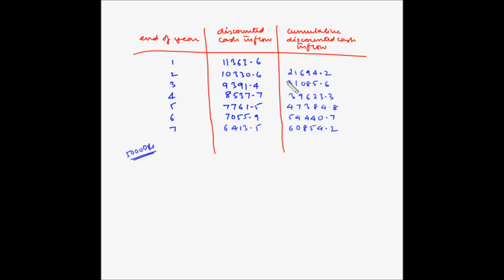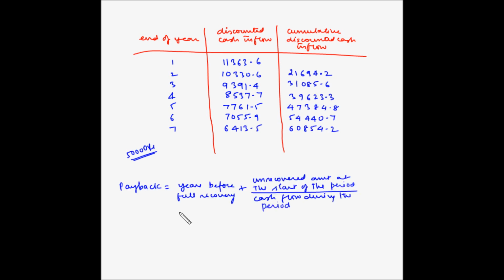So since the cash inflow is uneven, let's use the formula for uneven cash flow to find the payback for this example. So the formula for payback is years before full recovery plus unrecovered amount at the start of the period divided by cash flow during the period.